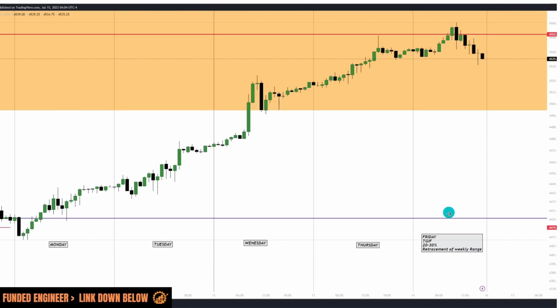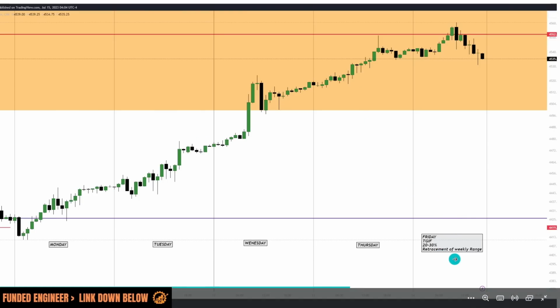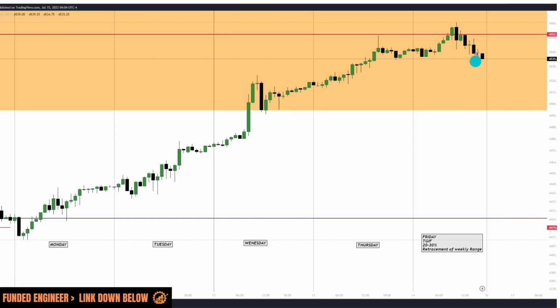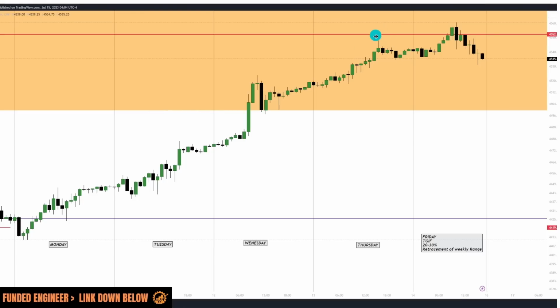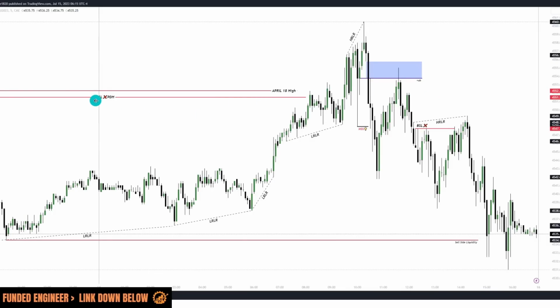We can expect a Friday TGIF 20 to 30% retracement level of the weekly range. And then let's go to this price action right here sa Friday. 5 minutes chart, ito yung previous day high right here, previous day high and weekly April 18 high. So na-take out na yung buy side liquidity, April 18 high after a bullish week from Monday to Friday. That's your narrative. And your bias for today is sell. So, maghintay ka ng sell.